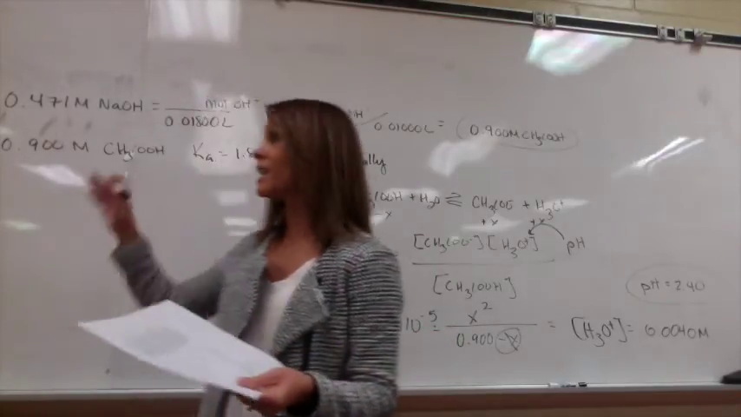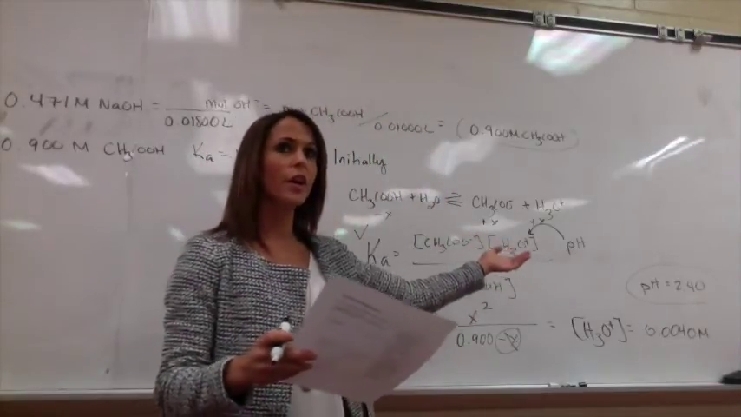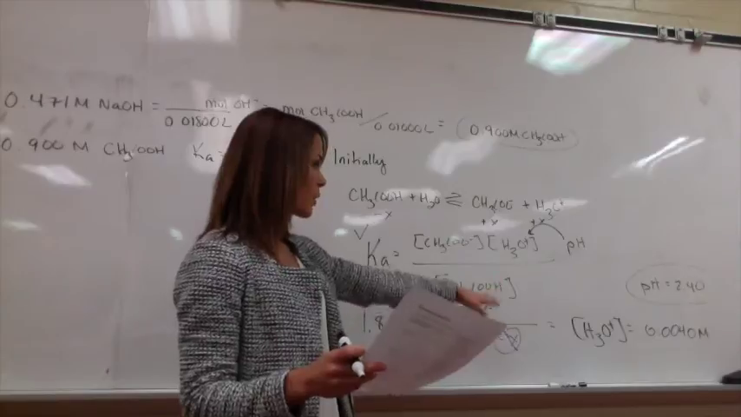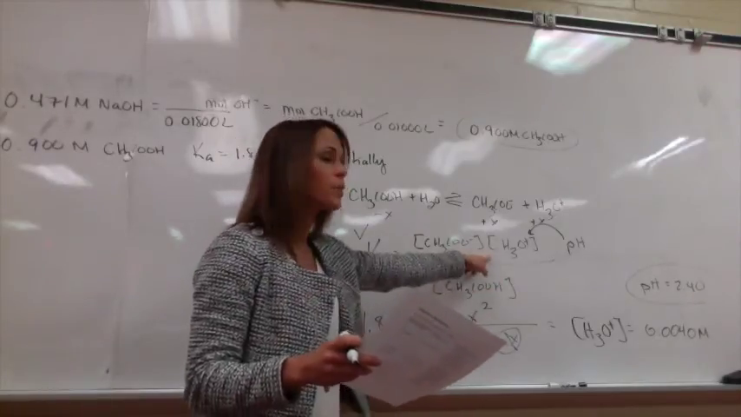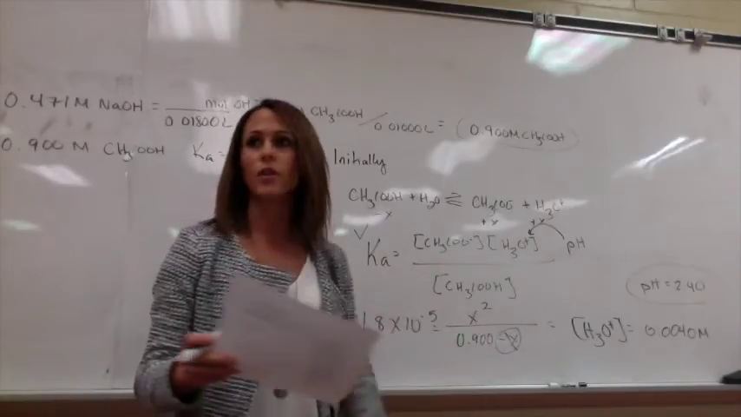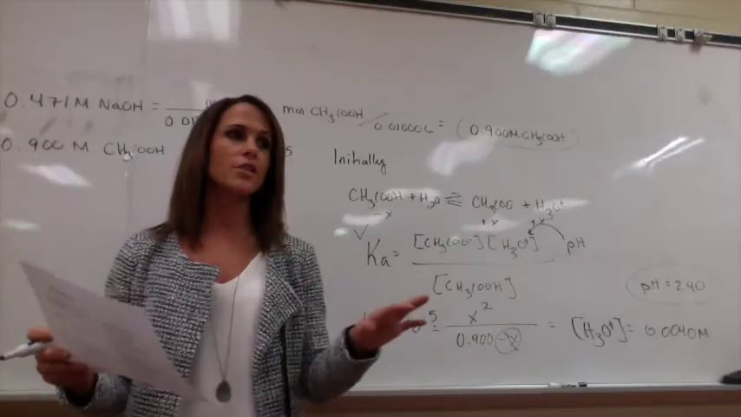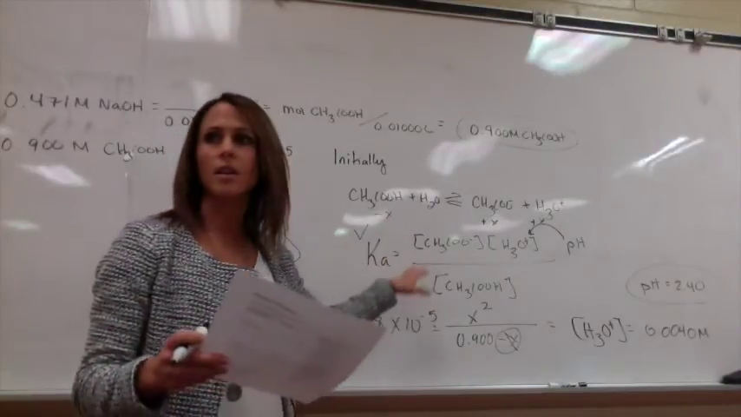If I say at the end point, blah, blah, blah, the pH is 2.40, you take 10 to the negative 2.40, and then you plug both of those values in here using your initial concentration, and then you solve for your Ka. Just look at what pieces of information are given to you. But before any titrant is added, you're always using this Ka expression.